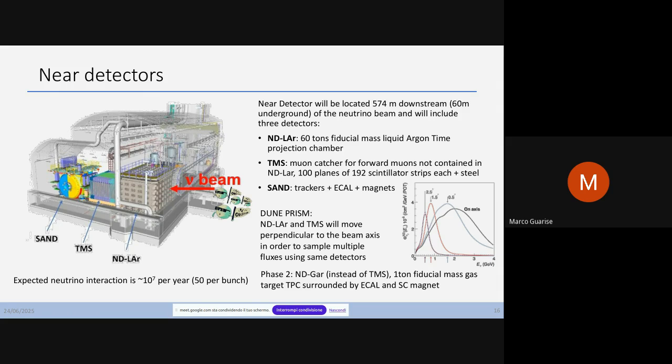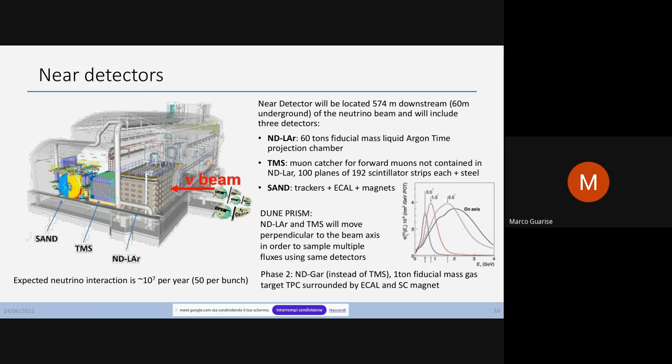So with all this stuff here, we will be able to precisely measure neutrino composition, neutrino flux, and also precisely the neutrino-to-argon cross section, which is important because argon is the target material also for the far detector. In the near detector, we expect to have 50 neutrinos per bunch, so in total 10 to the 7 neutrinos per year. So, a large number to do good statistics.